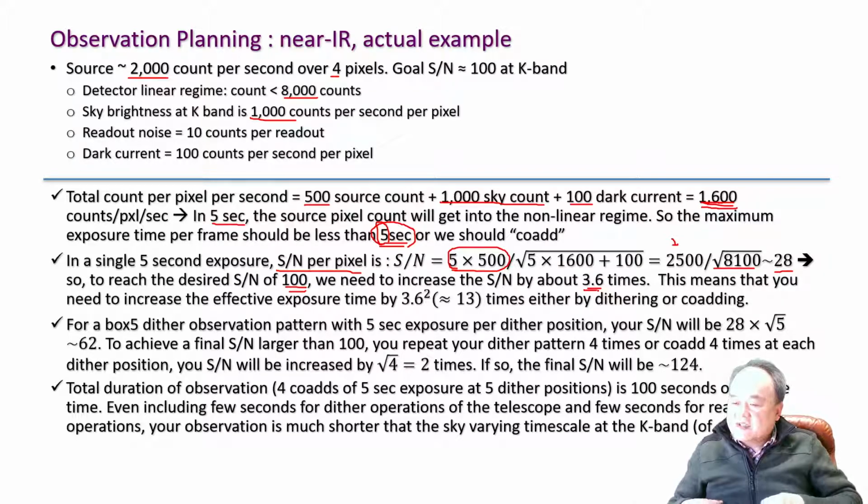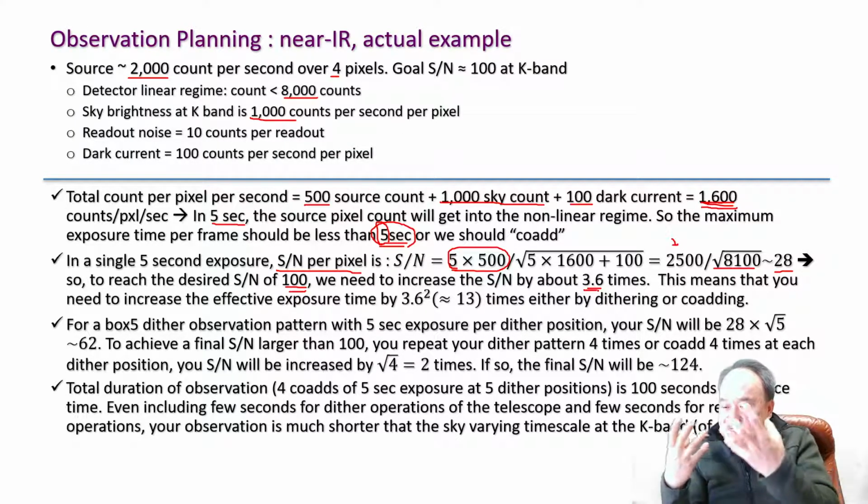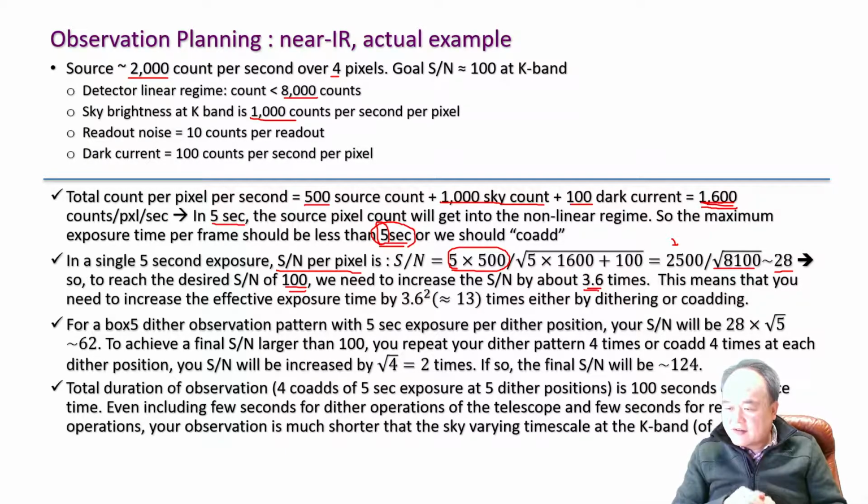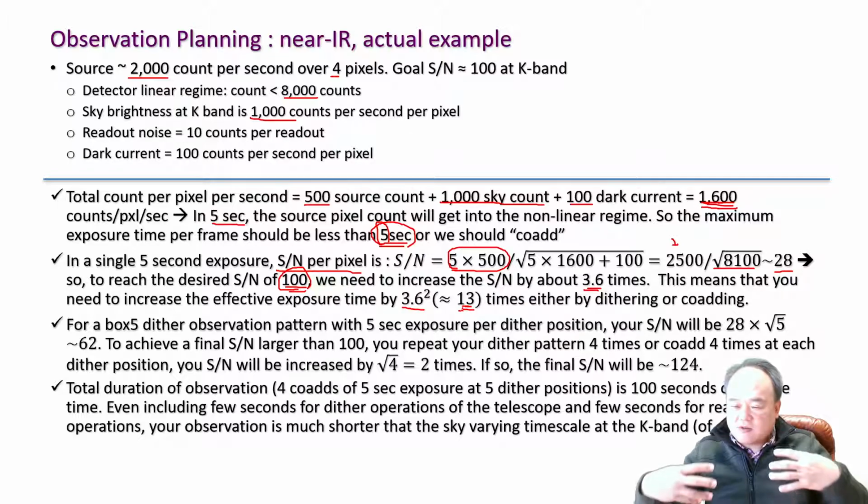So to increase the signal to noise ratio by 3.6 times, the exposure time needs to be increased by the square of that, the 3.6. So 3.6 to the second power is about 13 times. That means the per pixel signal to noise ratio will reach 100 if you increase the effective total duration of exposure time by 13.